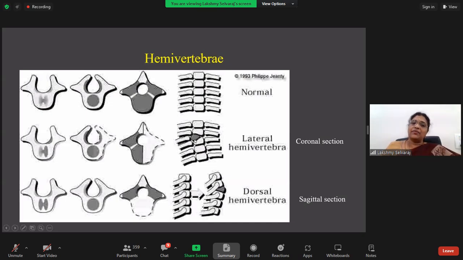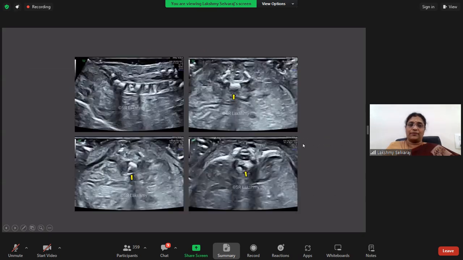One is a lateral hemivertebra, when you have one half of the vertebra missing, and this lateral hemivertebra is always identified in the coronal section. The other is a dorsal hemivertebra, where you do not have the ossification in the body, and that will always be visible in the sagittal section. The commonest is what we call a lateral hemivertebra, which we can identify in the coronal section.